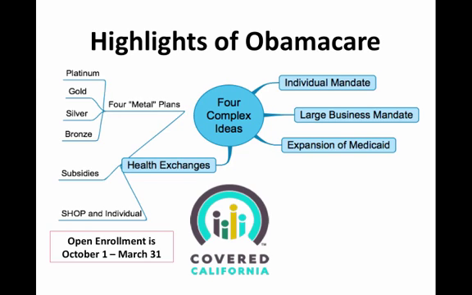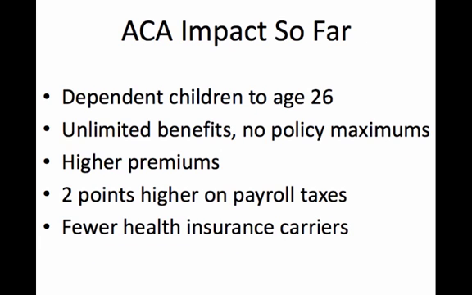Now both SHOP and the individual plans are going to be put out in 4 metal levels. Bronze, the lowest cost with the least benefit, and platinum, the highest cost with the greatest benefit. And we'll get into that more later on in detail.